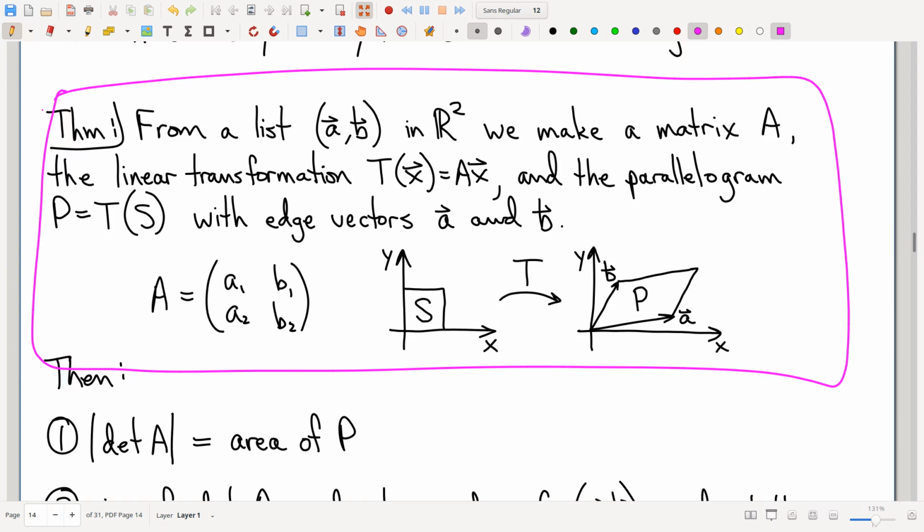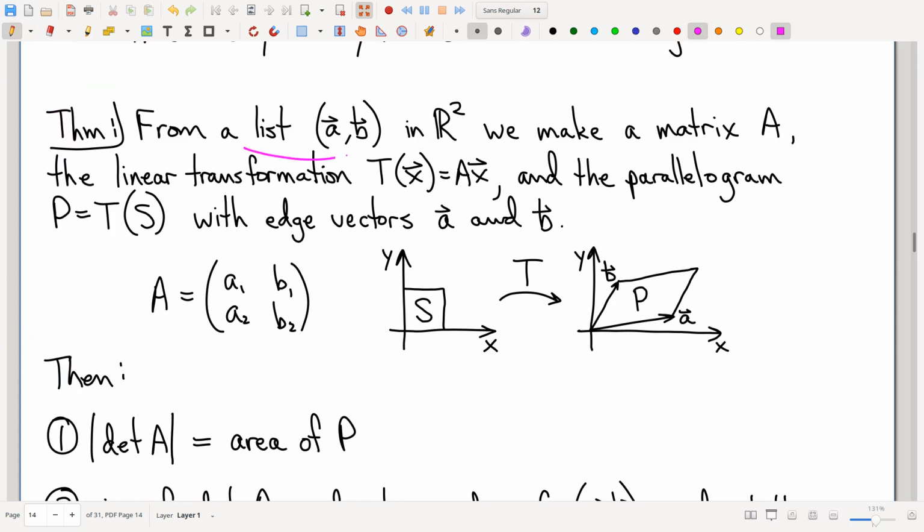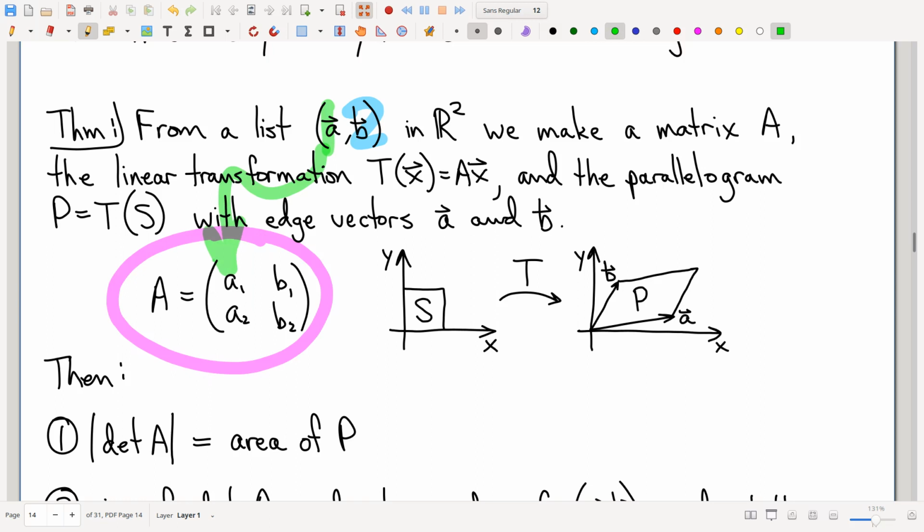So here we go. Suppose we have a list. Keep in mind that means that one of the vectors is first and the other vector is second. I'm going to take that list and make a matrix out of it by taking the first vector and making that my first column, and taking the second vector and making that my second column. So I just turned a list into a matrix. If you have a matrix, of course, you have a linear transformation. So given a list that makes a matrix, that makes a linear transformation.